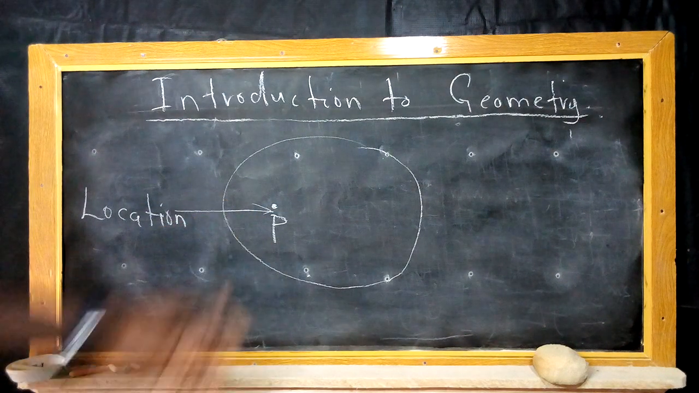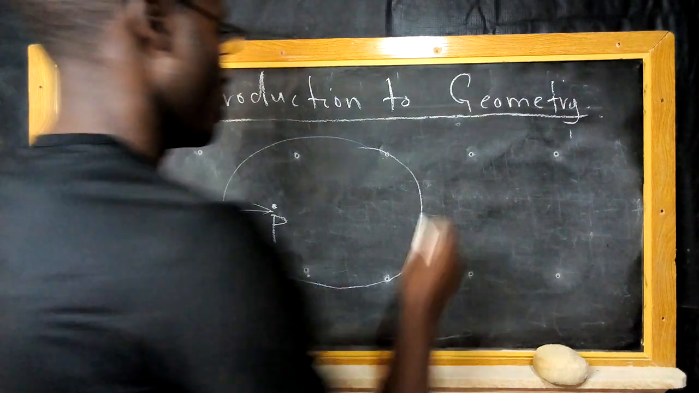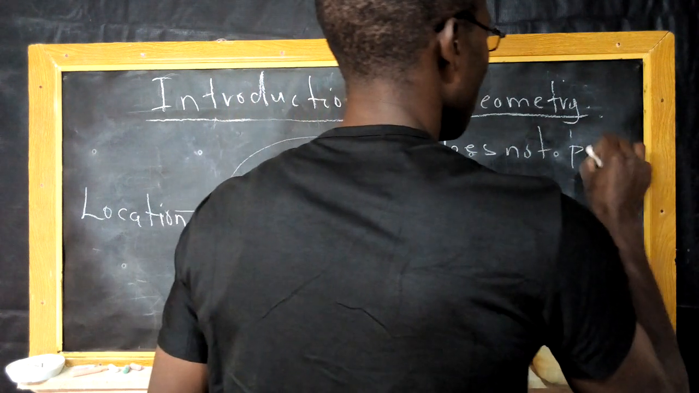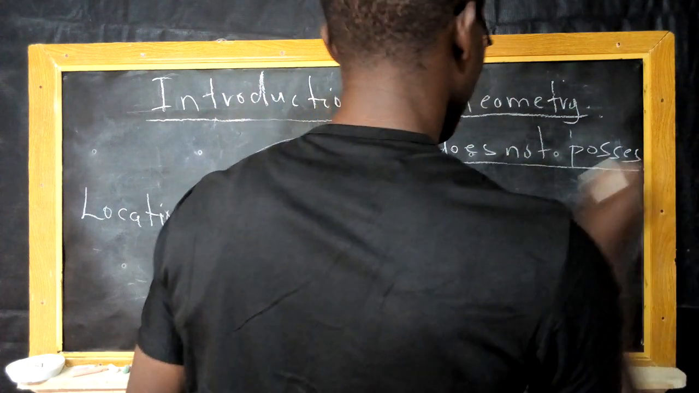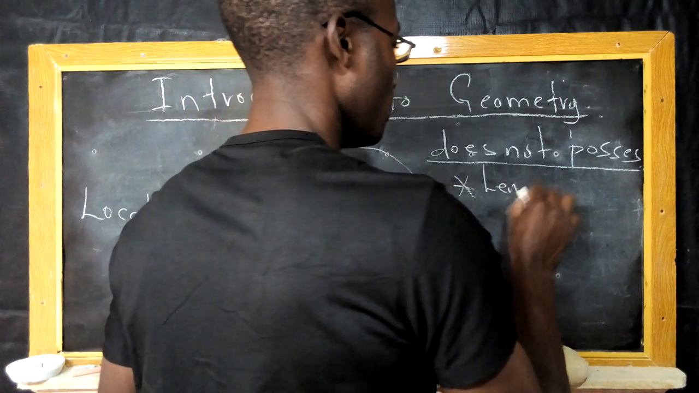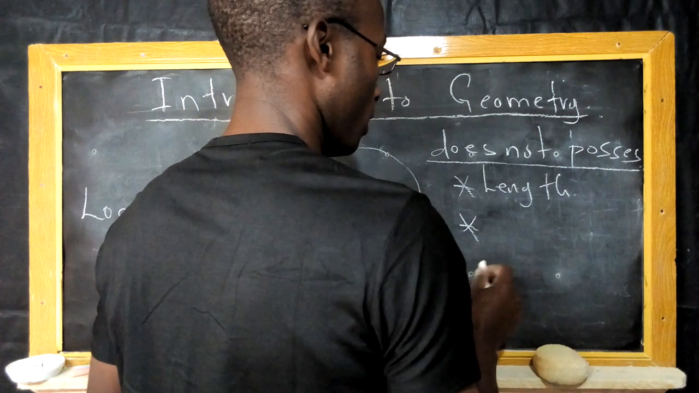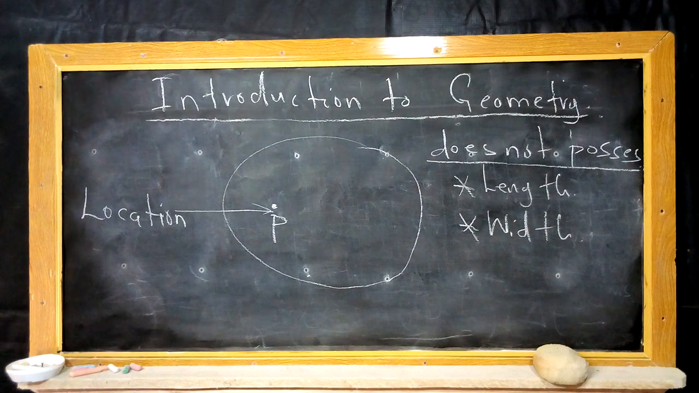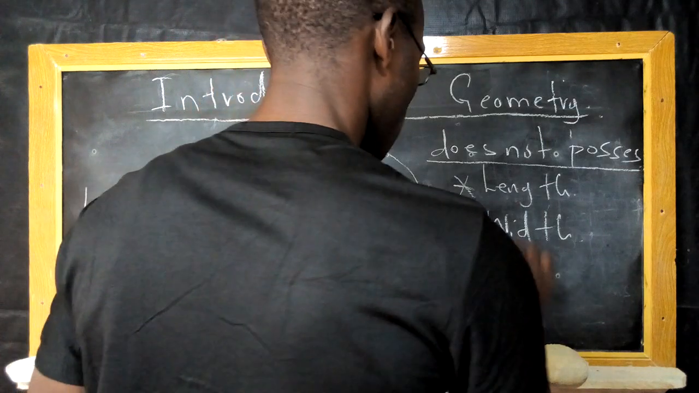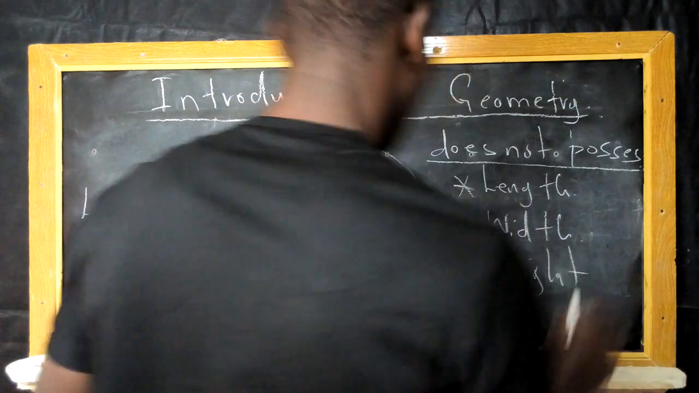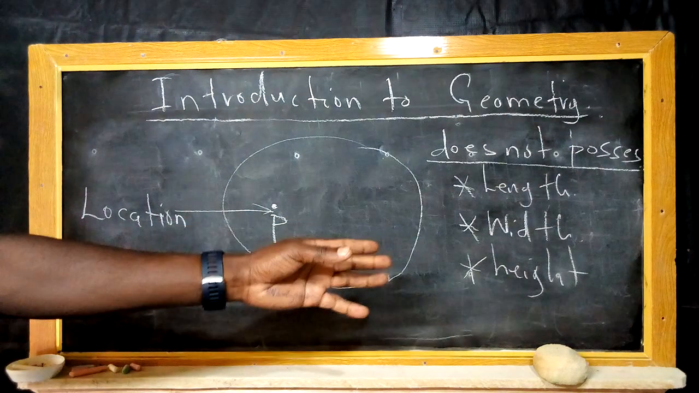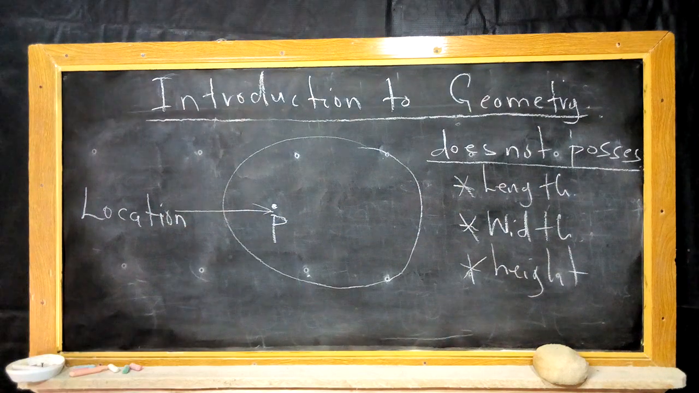So this particular point does not possess, or it does not have length, does not have width, and even, as we can say, does not have even the height. So my point that I've just demonstrated in this particular volume does not have length, width, or height, which are the aspects of some figures that we're going to learn as we advance more in geometry.